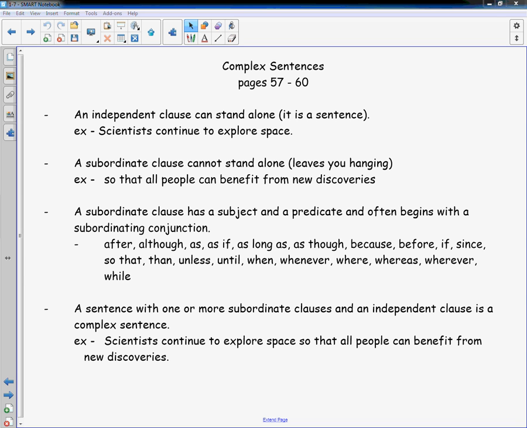This lesson is from the 8th grade Houghton Mifflin English book. It is on complex sentences and it coordinates with pages 57 to 60 in the student textbook.